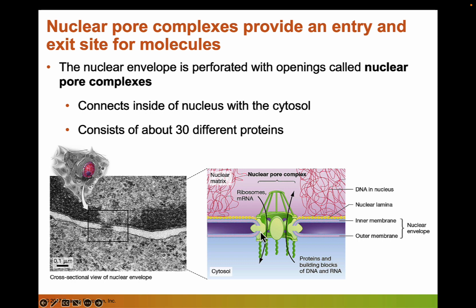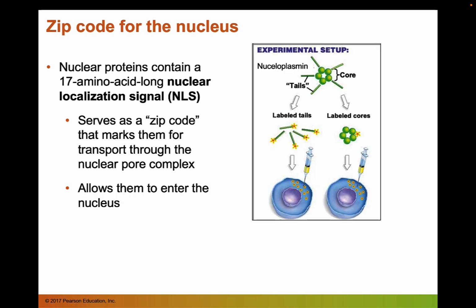And it creates this pore-like structure where, over here is the cytosol, and we have some proteins that can interact with proteins in the cytosol. We have structural proteins that form the pore and this basket. And so this creates a path for proteins and building blocks of DNA and RNA to come in, and ribosomes and mRNA to come out. So that's our mail slot.